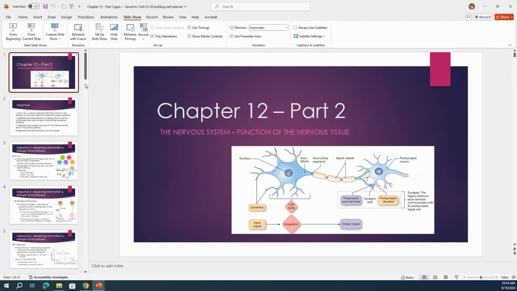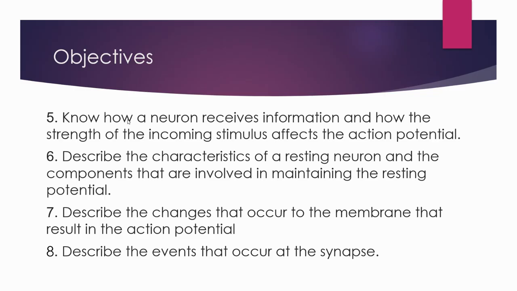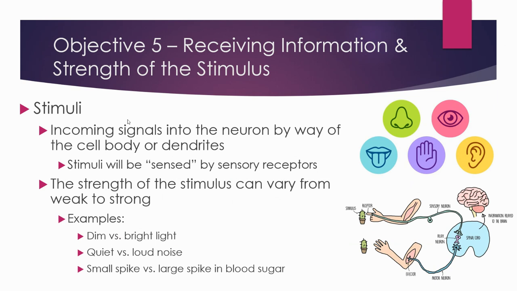In this video, we are starting part 2 of chapter 12, and we're going to be covering objective 5. In part 2, it's going to be mostly all about the action potential. But we do need to do a little bit of background setup for the action potential. And so we're going to start by just looking at a stimulus or stimuli.